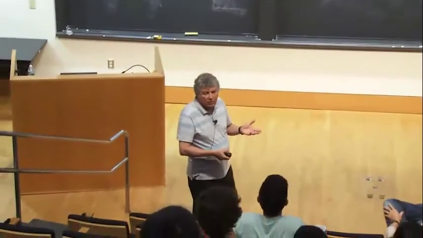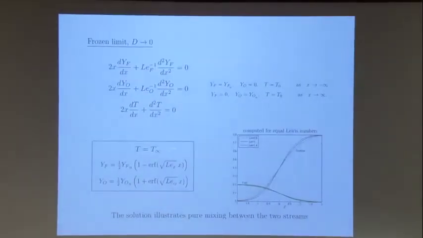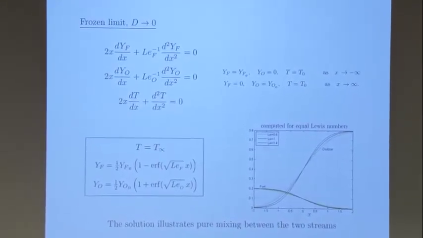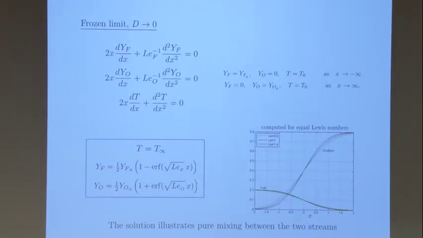So actually, before showing you the Burke-Schumann solution, I want to show you the limit D goes to 0. What does D going to 0 mean? No reaction. So you have two streams coming one into another. They mix. So it's a pure mixing. That's all it is. So you can solve these two equations. Clearly, the temperature, if we assume that it is the same on both ends, is not going to change. It's going to remain T infinity. The mass fraction YF will drop, the YO will drop, and there will be a mixing of the two. Okay, so this is one limit.